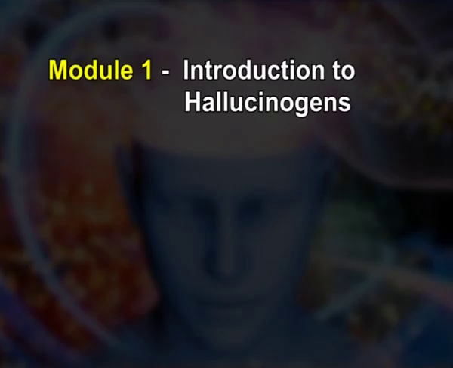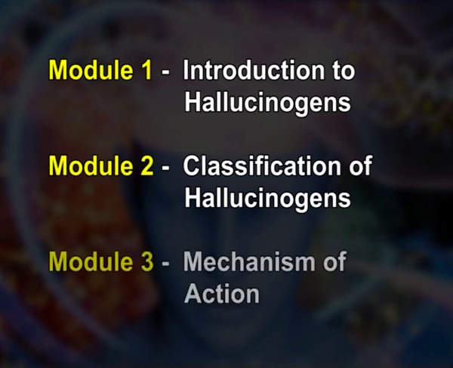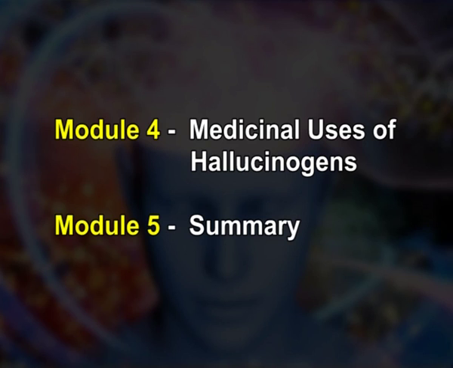First of all, we will go through some basic introductions related to hallucinogens and then in detail the mechanism of action for the drugs. In this chapter, we describe different types of hallucinogens. Module 1, Introduction to Hallucinogens. Module 2, Classification of Hallucinogens. Module 3, Mechanism of Action. Module 4, Medicinal uses of hallucinogens, and Module 5, Summary.